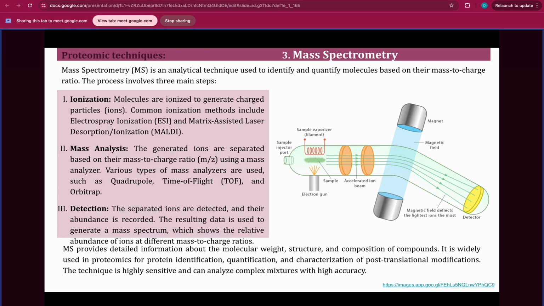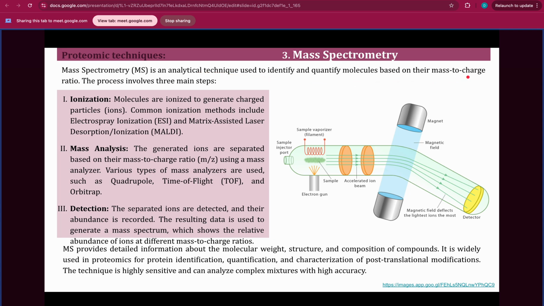Yeah, so now the most awaited technique, mass spectrometry, is here. We will go into the detail of this technique because it is well discussed and it is mostly used by people to quantify and identify different proteins. This is an analytical technique in which we are analyzing the proteins.